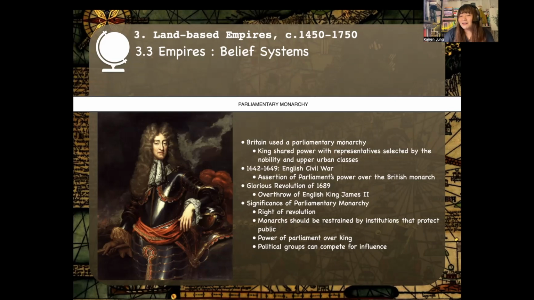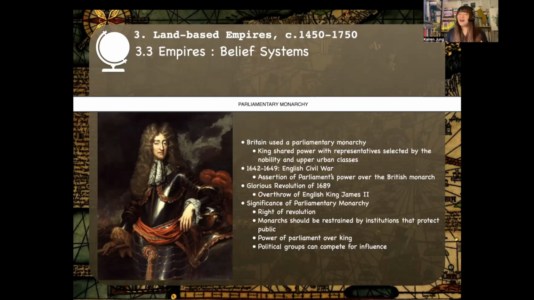Britain was using a parliamentary monarchy. The king was sharing power with representatives selected by the nobility and the upper urban classes. In 1642, the English Civil War started, and it lasted until 1649. That was essentially the assertion of the parliament's power over the British monarch. And then you had the Glorious Revolution of 1689, in which the English King James II was overthrown.